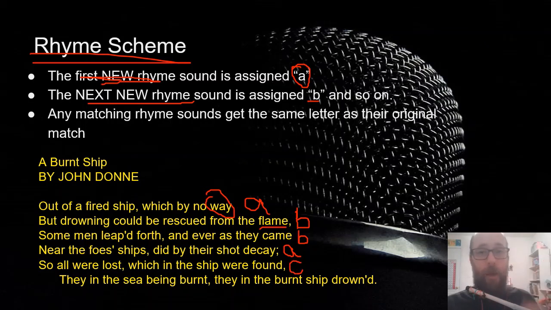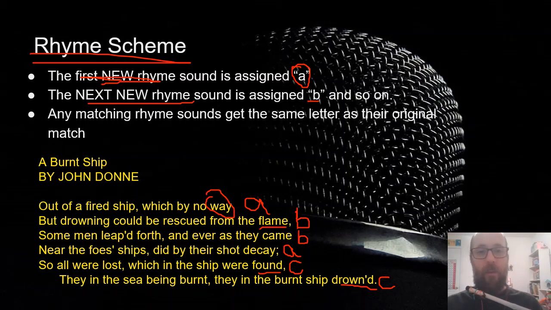And you can go through the whole alphabet like this. But let's see what this last one is. Found, drowned. Do they rhyme? Yes, they rhyme. So C. So our rhyme scheme here is what? A, B, B, A, C, C.